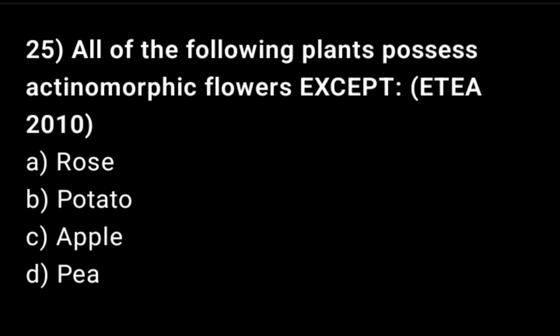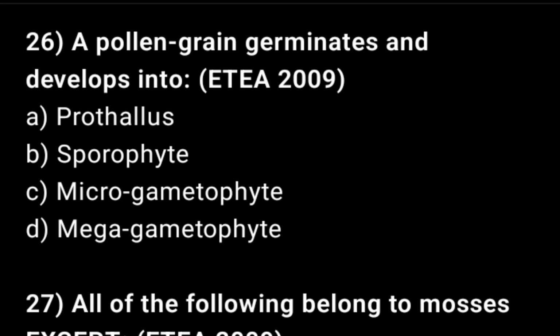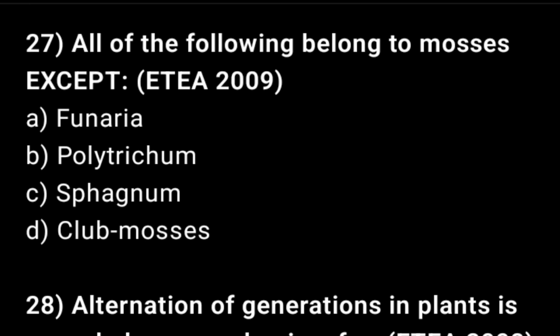A. Rose. B. Potato. C. Apple. D. Pea. 26. A pollen grain germinates and develops into ETEA 2009. A. Prothallus. B. Sporophyte. C. Microgametophyte. D. Megagametophyte. 27. All of the following belong to mosses except ETEA 2009. A. Funaria. B. Polytrichum. C. Sphagnum. D. Club mosses. 28.